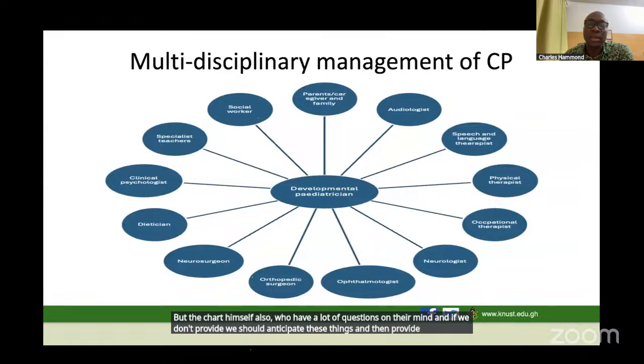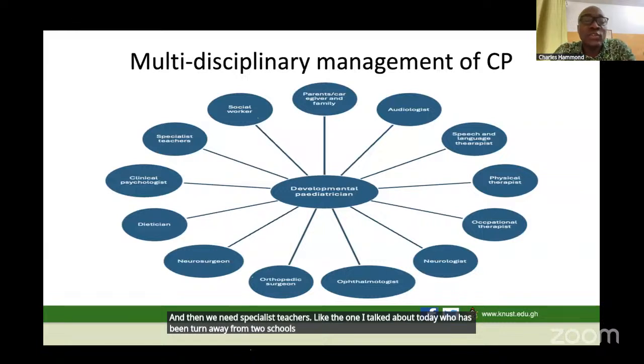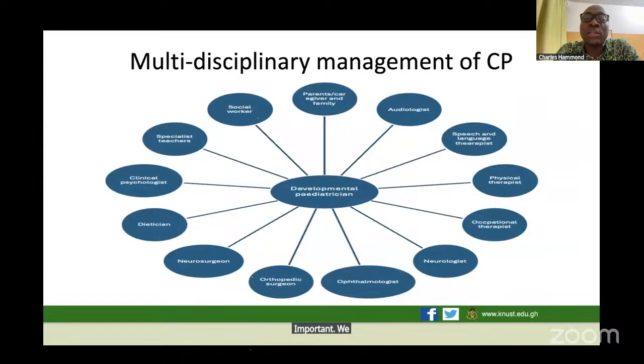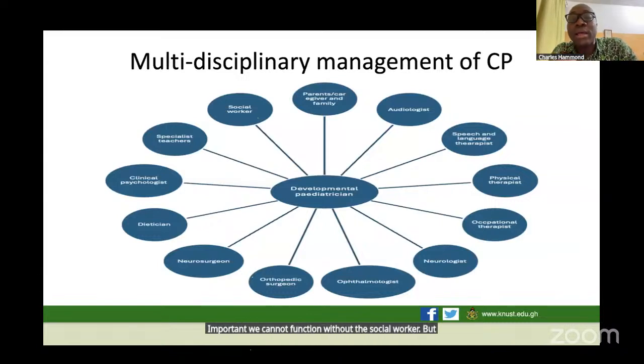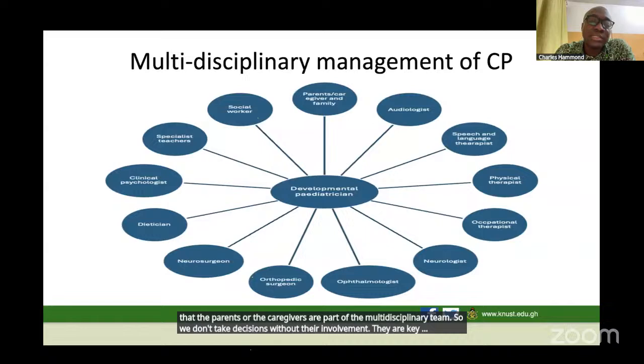support for them. And then we need specialist teachers, like the one I talked about today, who has been turned away from 2 schools. If the schools had specialist teachers, they would be able to accept and admit this child. The social worker is very, very important. We cannot function without the social worker. But let's also remember that the parents or the caregivers are part of the multidisciplinary team. So we don't take decisions without their involvement. They are key stakeholders and actually the most important members of the multidisciplinary team.